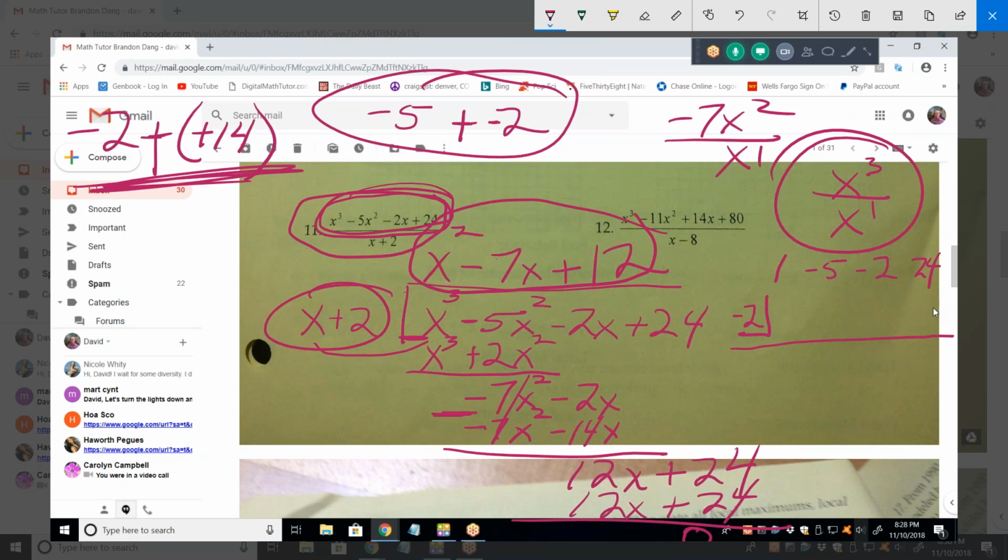Now, what's the next step of synthetic? Okay, then what? And then what? And then 0. That magic 0 means no remainder. And look what that is. That's our answer. That's x squared minus 7x plus 12.